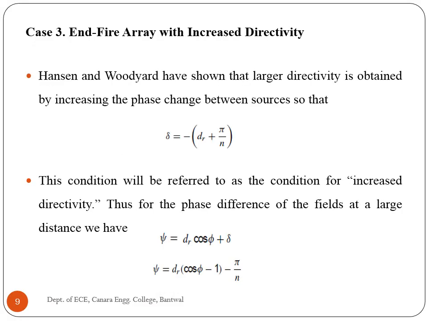End-fire array with increased directivity. Hansen and Woodyard have shown that larger directivity is obtained by increasing the phase change between sources, so that delta is equal to minus of (dr plus pi by n). This condition will be referred to as the condition for increased directivity. Thus, for the phase difference of the fields at a large distance, we have xi equal to dr (cos phi minus 1 minus pi by n).